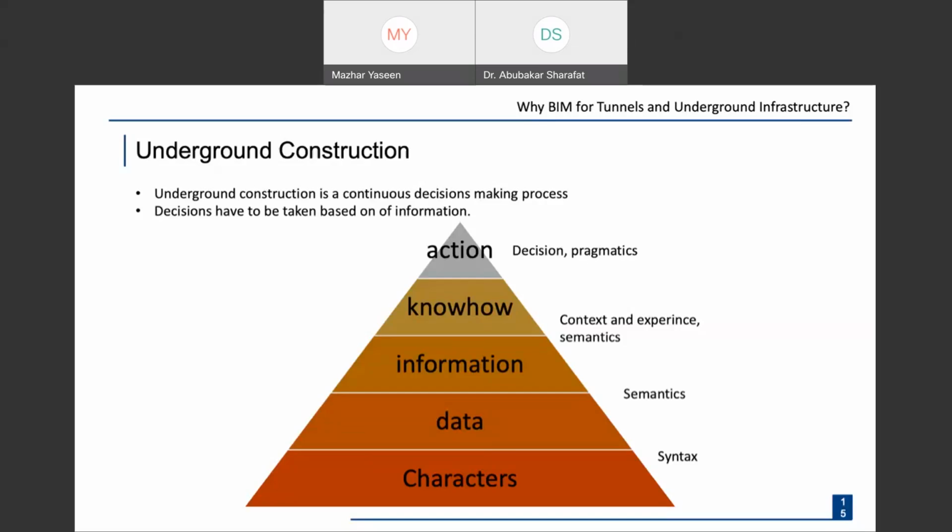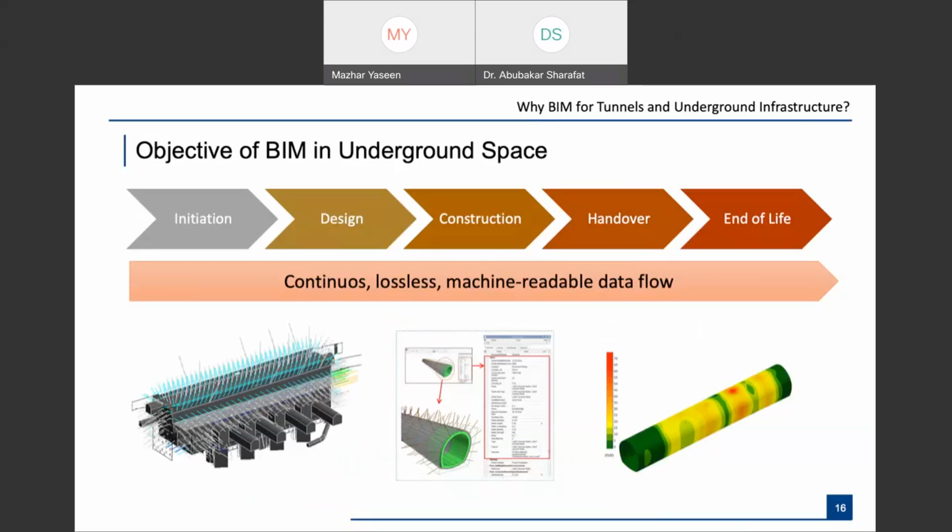Okay, very good. So let's move further. When we talk about the objective of BIM in underground space, of course, in any project, and especially in a tunneling project, we want to have a continuous, lossless, and machine-readable data flow. This is the basic objective of any tunneling project in respect of BIM. Of course, there's the initiation and then the design.